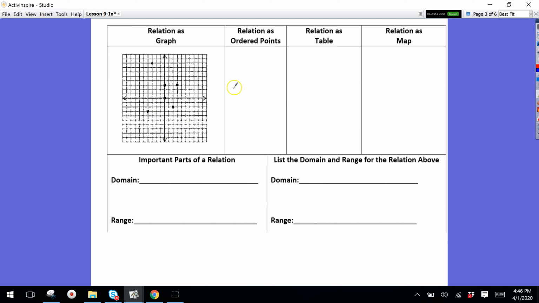I can show you the same relation just by listing out the ordered pairs. Let's list out the first ordered pair that I have right here. My x is 1, 2, 3, 4, so -4, and my y is 1, 2, 3, so -3. So that's one of the ordered pairs in the set. The next ordered pair I have is up here, and the x is 1, 2, 3, so -3, and the y is 1, 2, 3, 4, 5, 6, 7, 8.